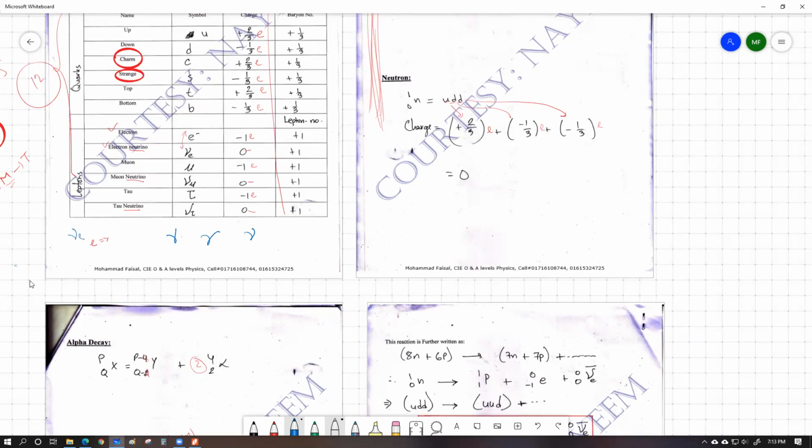Mu neutrino is written like nu mu. Tau neutrino is written like nu with the subscript tau. These three are the symbols for the lepton particles. But if we want to represent their antiparticles, we simply give a bar sign on top of it. This is the anti-electron neutrino. This is the anti-muon neutrino. This bar sign makes it the anti-tau neutrino.